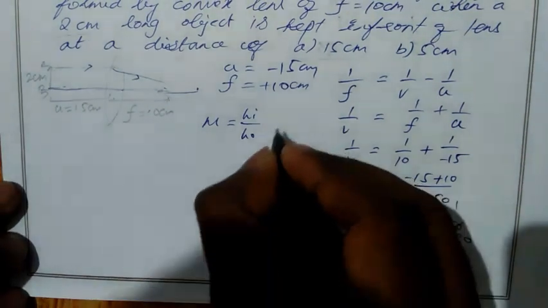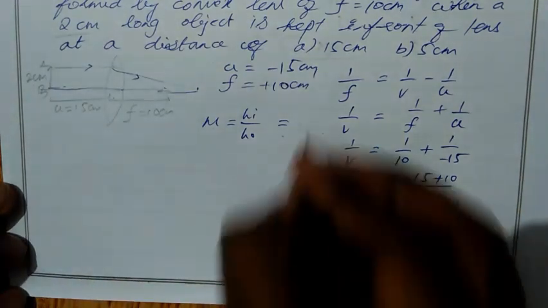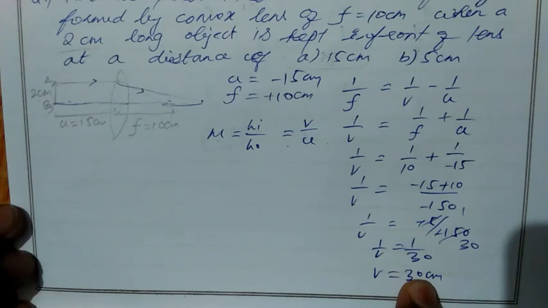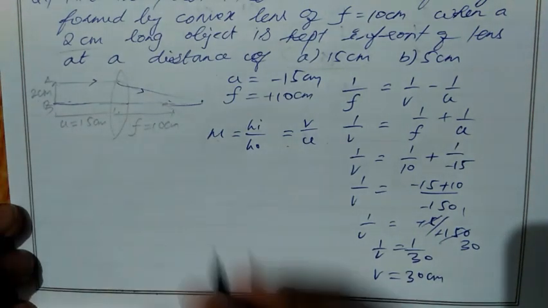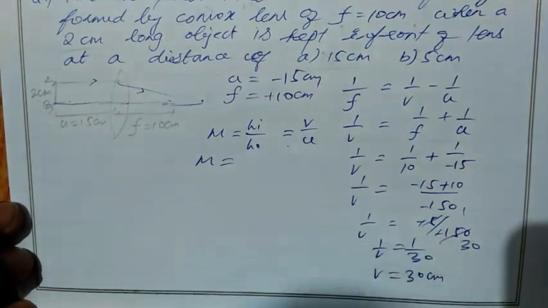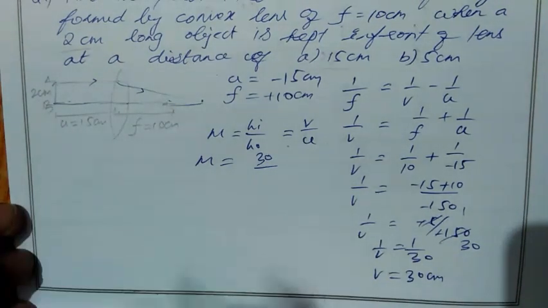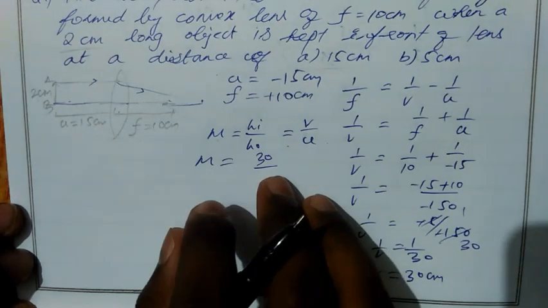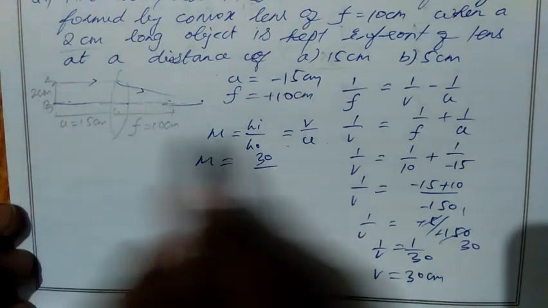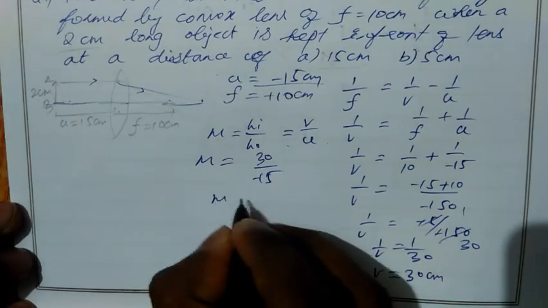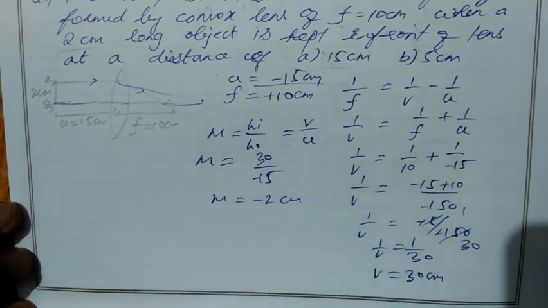Then we have another formula for magnification, that is M equal to V by U. We know both values, we know V value and U is already given. So substitute that value. M equal to V is 30 centimeter, U is 15 centimeter, but left side. So we have to consider the sign convention also. So U is minus 15. Then M equal to minus 2.